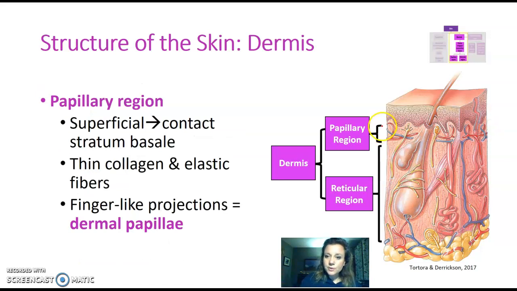So the more superficial region of the dermis is called the papillary region. And the papillary region is the part of the dermis that actually makes contact with the stratum basale. The papillary region contains some thin collagen and elastic fibers. And if you notice, the papillary region is making these bumps that extend up into the epidermis itself. These finger-like or peg-like projections are called the dermal papillae.